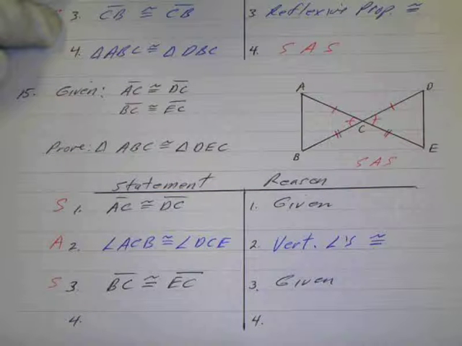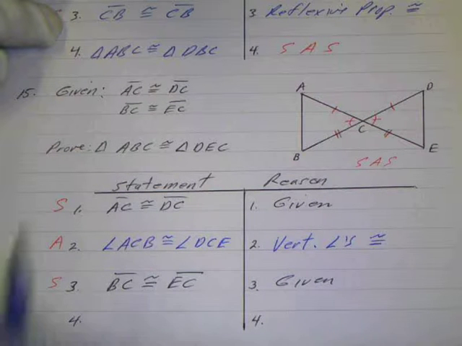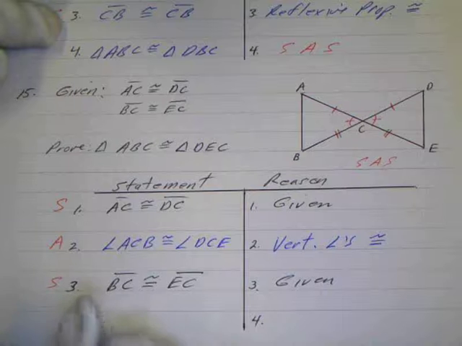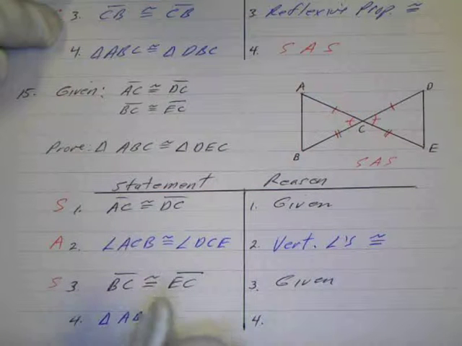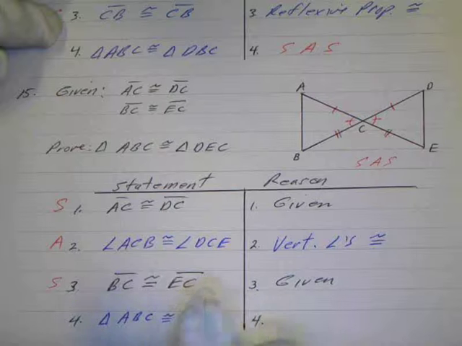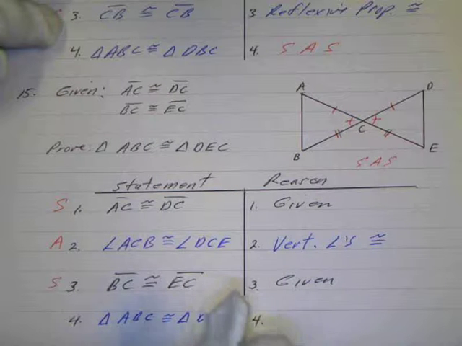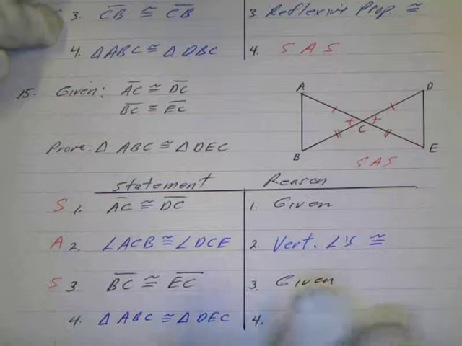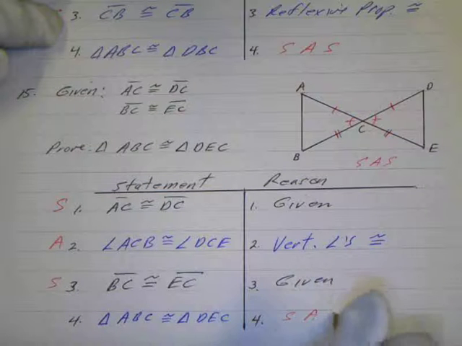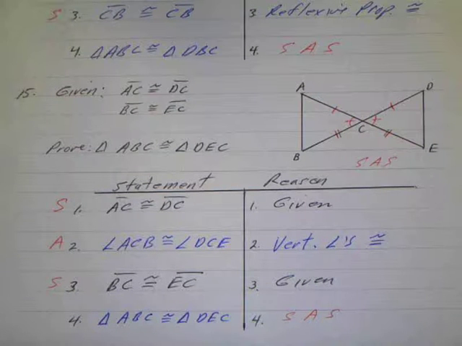So we're all done. So we can write our final step, what we want to prove. Triangle ABC is congruent to triangle DEC. And what's my reason? Side, angle, side. Remember, we used to need 6 parts. We only need now 3 parts because of those 2 very valuable postulates, side, side, side, and side, angle, side. Okay, I hope that helps.